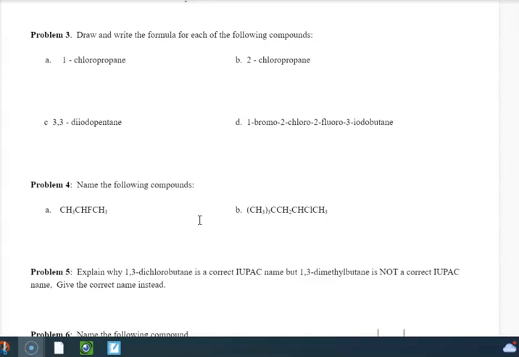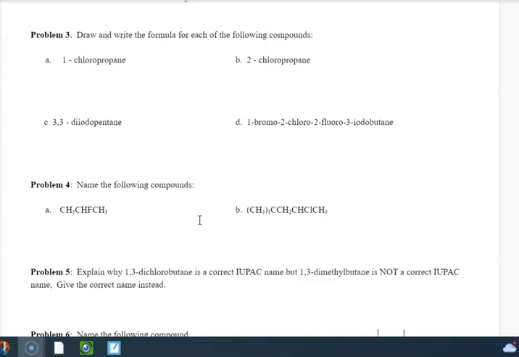Now, the next one, we have a 3,3-diiodopentane. So your longest chain is 5. And the number at 1, 2, 3, 4, 5, you'll find out 3 is the middle carbon. And then you put 2 iodines coming off of it.